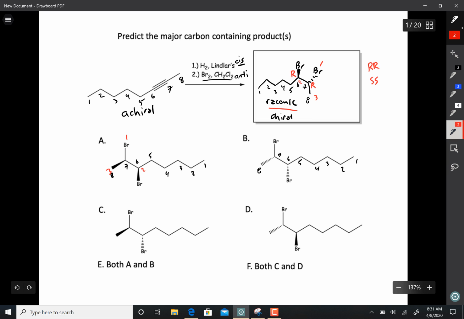1, 2, 3. That's an R. That's an S. We can rule him out. That's an S. It's also an S, so he's a possibility. That's an R. That's an S. He's out. It's an S. It's also an S.